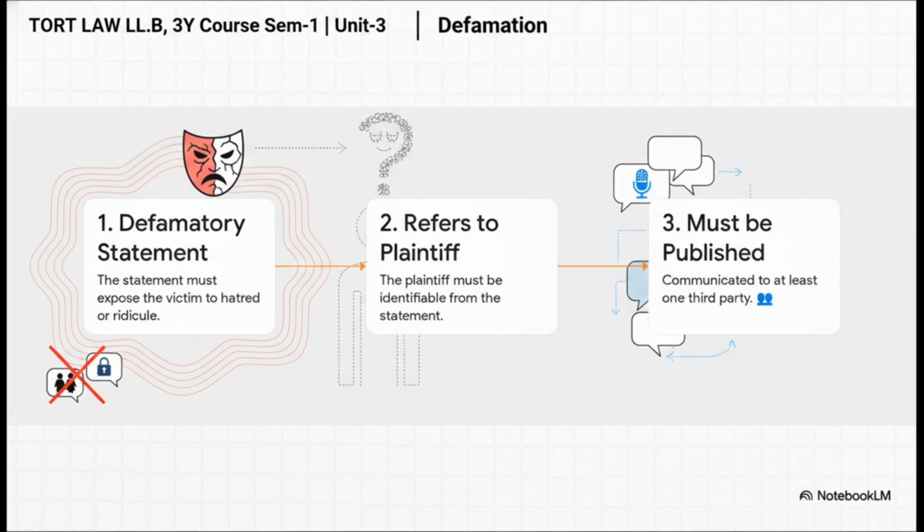Second, the statement must refer to the plaintiff. It is not necessary for the plaintiff to be named if they are reasonably identifiable by others. Third, the statement must be published. In law, publication means the communication of the defamatory matter to at least one person other than the plaintiff. A notable exception is that communication between a husband and wife is privileged and does not constitute publication.